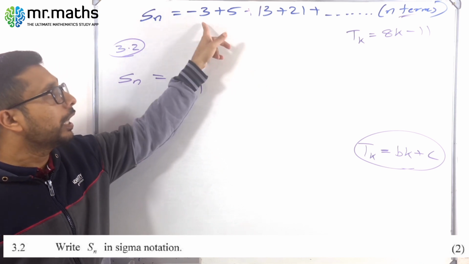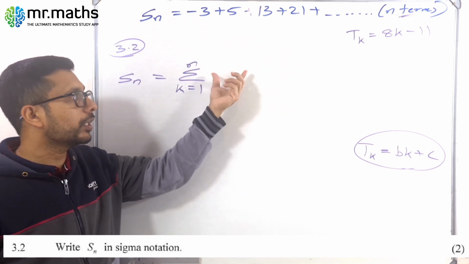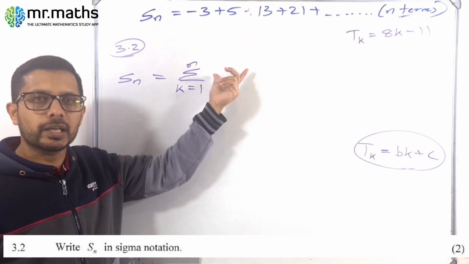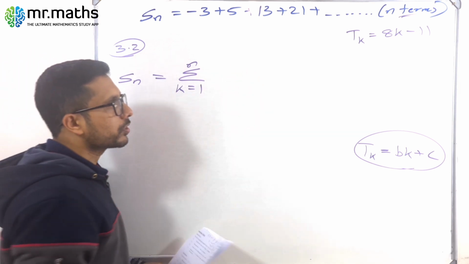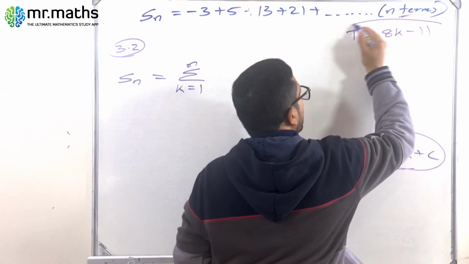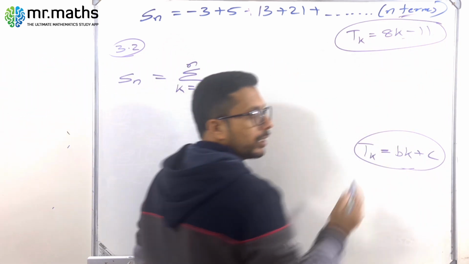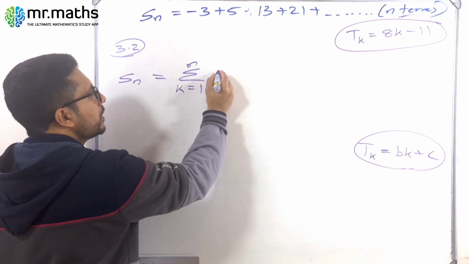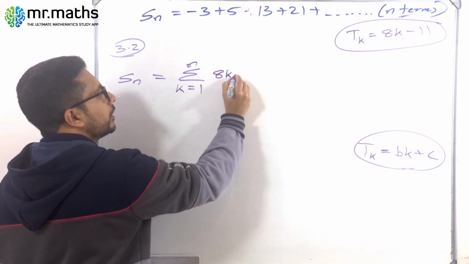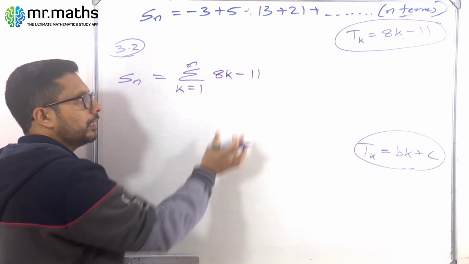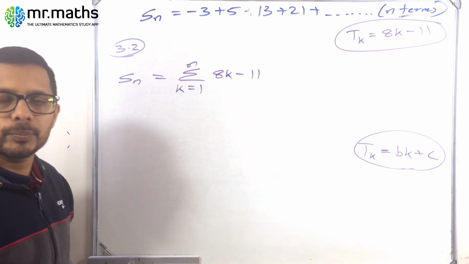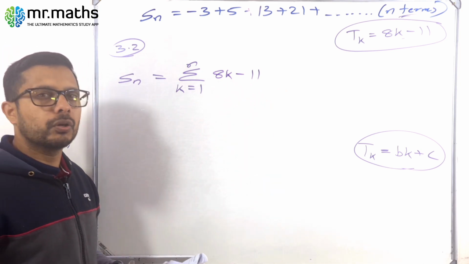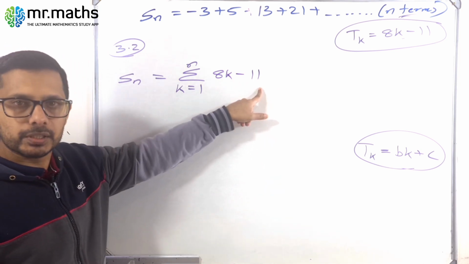So this is an arithmetic sequence, and here what we are supposed to write is the general term. In the previous question we already found the general term, 8k minus 11. So it's easy now. Here you just write 8k minus 11.